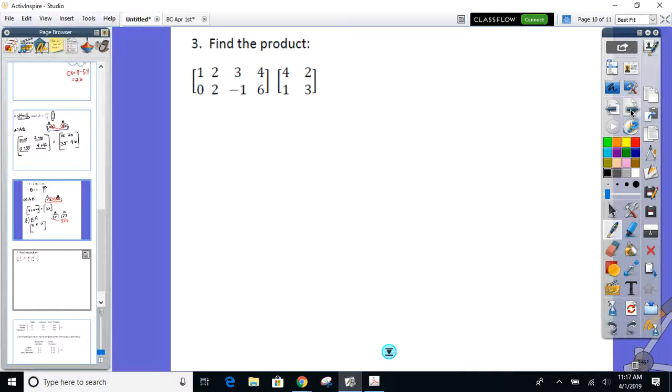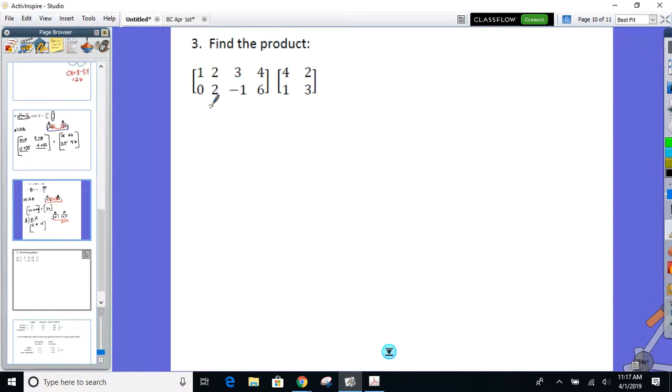What's that first matrix? What size is it? Oh boy. How many rows? How many columns? I can't multiply them. These have to match. We're done. If I flipped them, sure we could, but can't do it the way it is. Can't multiply them. Everyone see why? Inside numbers don't match. All right. Questions?